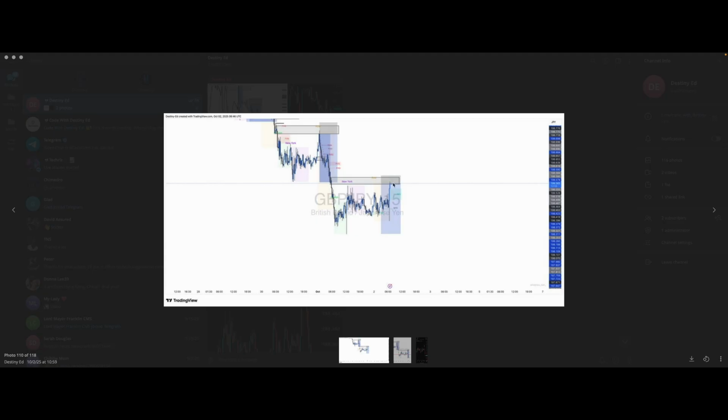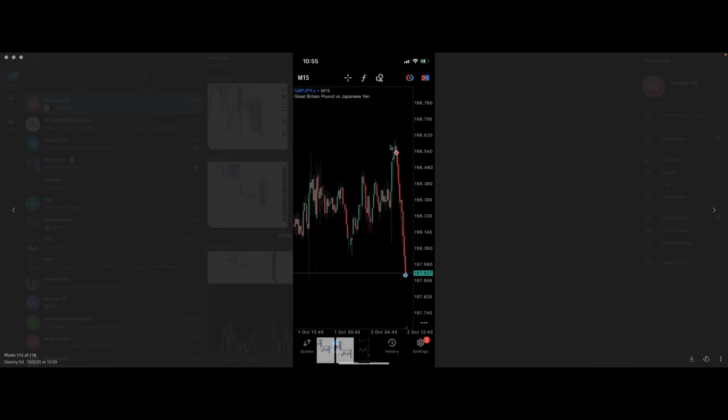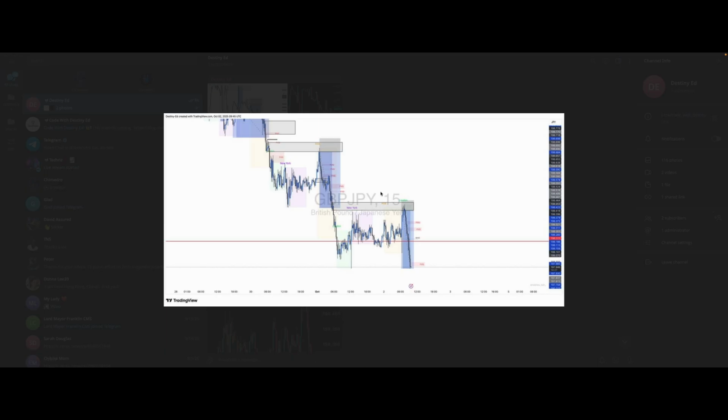This was the before screenshot that I took, and you can see later how it played out perfectly to TP. I also take the entry on my MT5. It just moved down to TP direct.